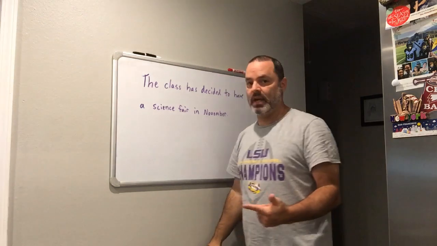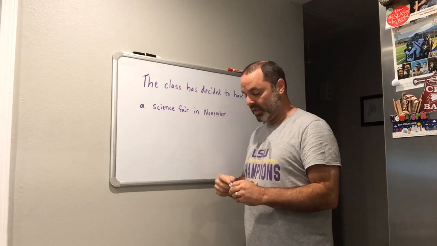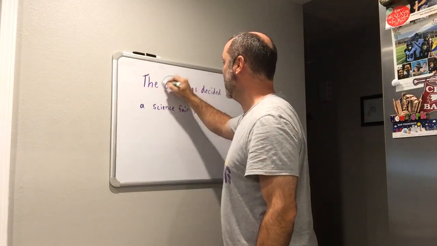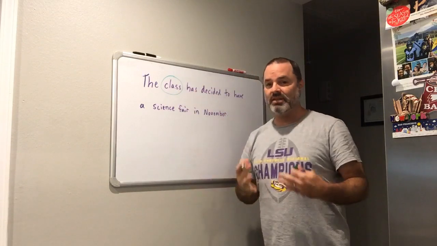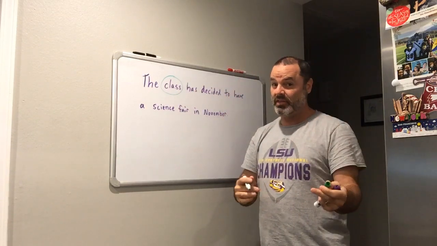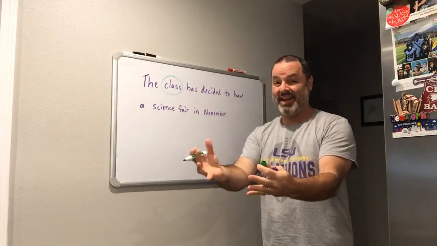All right, in this example right here, we're talking about the class as one thing. So my subject is the collective noun class. We're talking about this as one thing. The class together decided on this. So we're referring to that subject as one entire class.